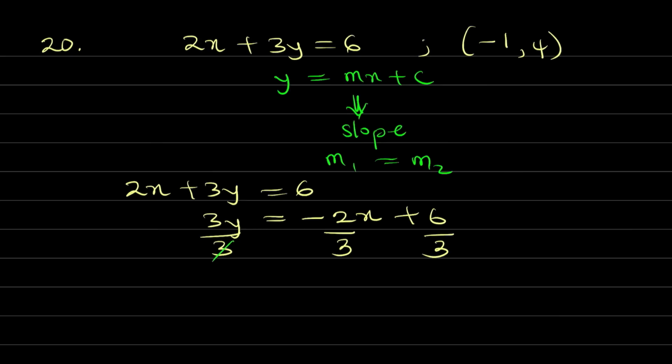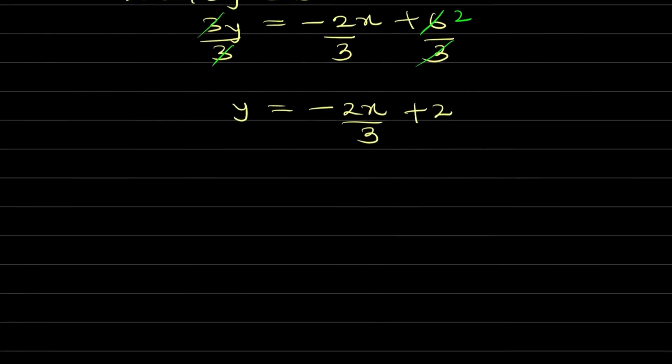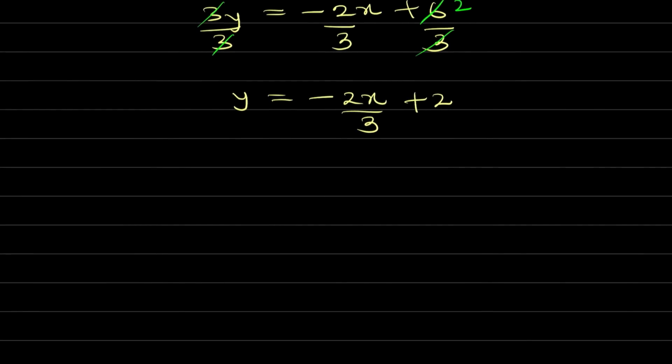This will give us y is equal to negative 2x over 3 plus 2. So we have our equation and then we have our slope. From here we can clearly see that the slope m1 is equal to negative 2 over 3, which means that m2 is also equal to negative 2 over 3. m2 in this case is the slope of the required equation that we are going to form just now.